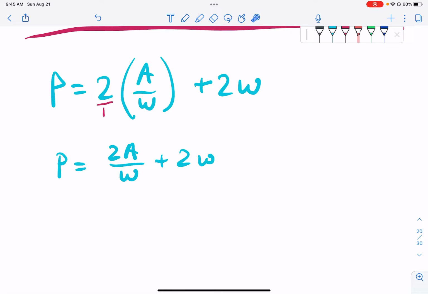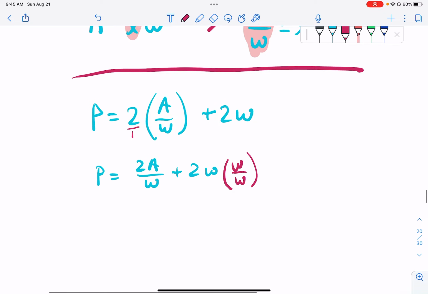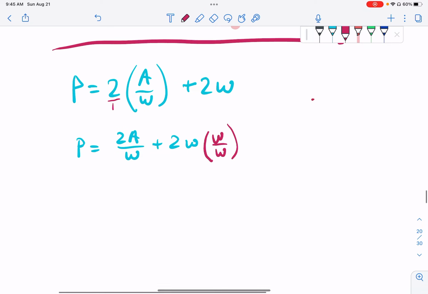And the way that I do that is with a fancy one, which is W over W. Right, you do this numerically whenever you're adding fractions. Say that I wanted to add 7 to the number, I don't know, say 1/4.